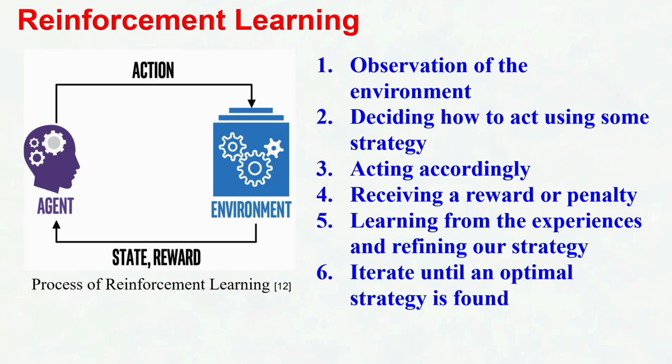The process of reinforcement learning is shown in the diagram given here. The first step involves observation of the environment. The second step involves deciding how to act using some strategy. The third is acting accordingly and then receiving a reward or penalty. The next step is to learn from the experiences and refine our strategy, and finally iterate until an optimal strategy is found.